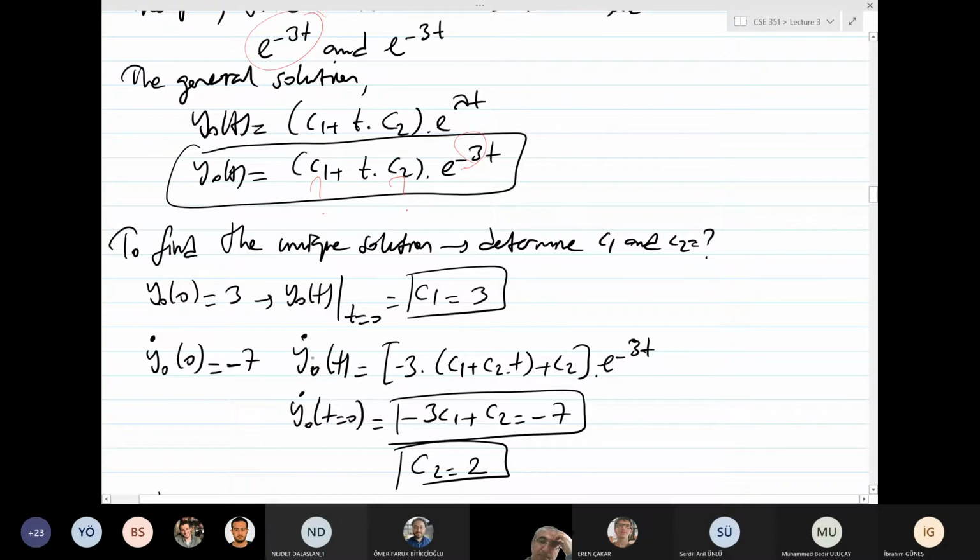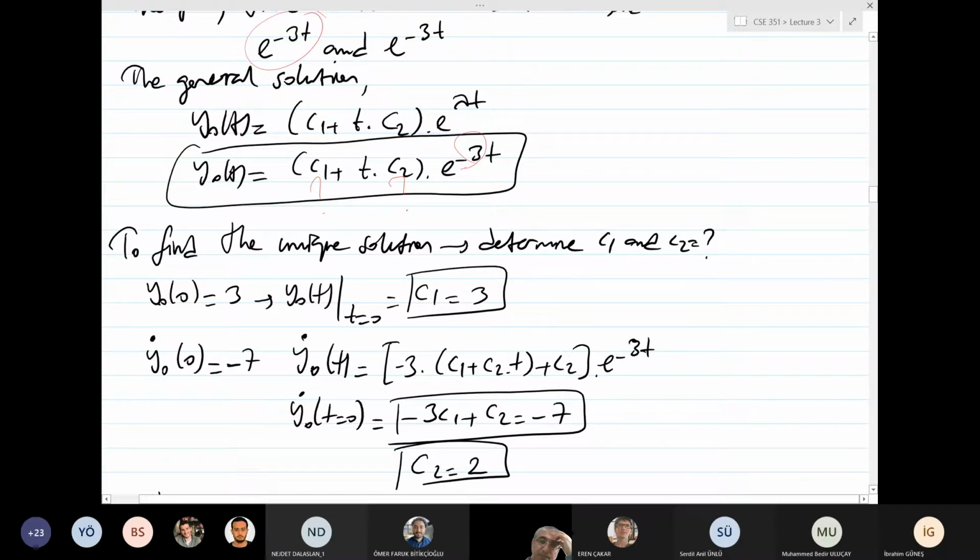After derivative, if I replace t with 0, this t is gone and this becomes 1, minus 3, 1, c1, minus 3 times c1 plus c2 is equal to minus 7. And I know that c1 was equal to 3, minus 3 times 3 is minus 9. If I take it to the other side, c2 is equal to 9 minus 7, which is equal to 2.